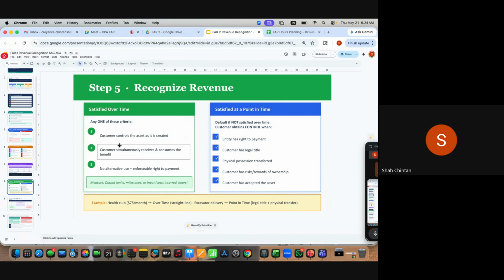However, suppose the contract says that if the contract is terminated in between, the architect will not get any money, then he cannot recognize revenue over time.